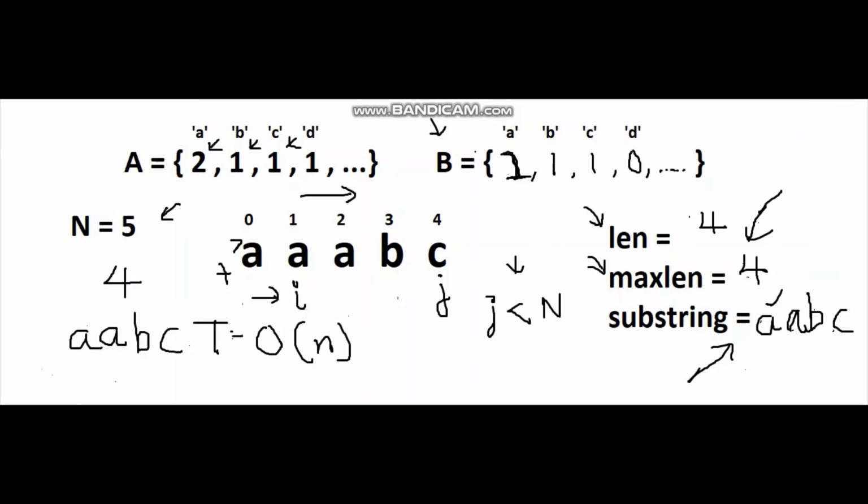And space required is only for array b. We have 26 elements in array b, so we need constant space. It's not variable space because for every case we are taking the same space. We can say O(1) because it is constant.